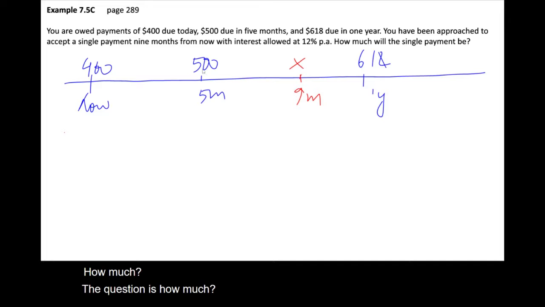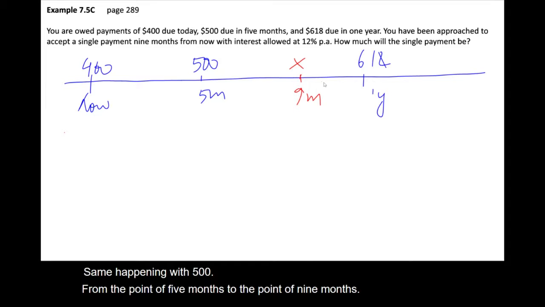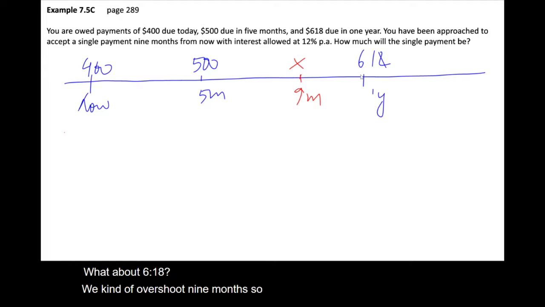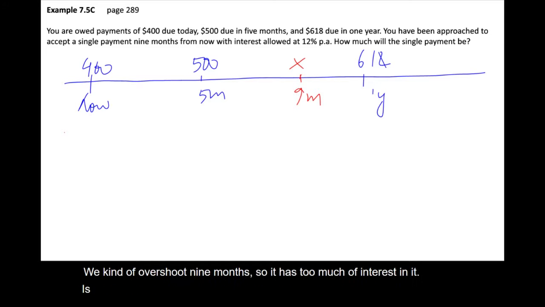So we understand that 400, until it hits 9 months, will produce some interest. The same is happening with 500. From the point of 5 months to the point of 9 months, there will be some interest. What about 618? We kind of overshoot 9 months, so it has too much interest in it. Is that part clear?